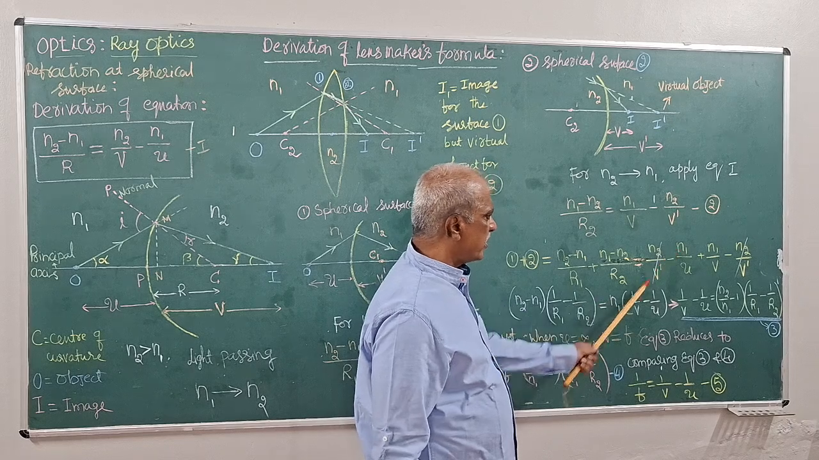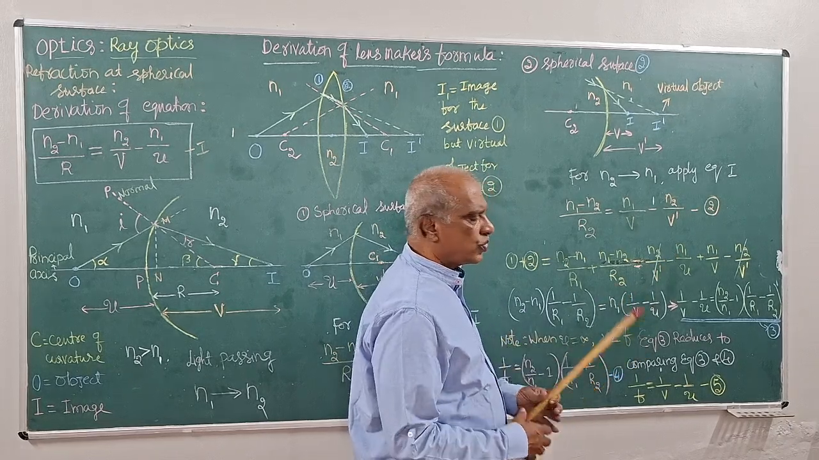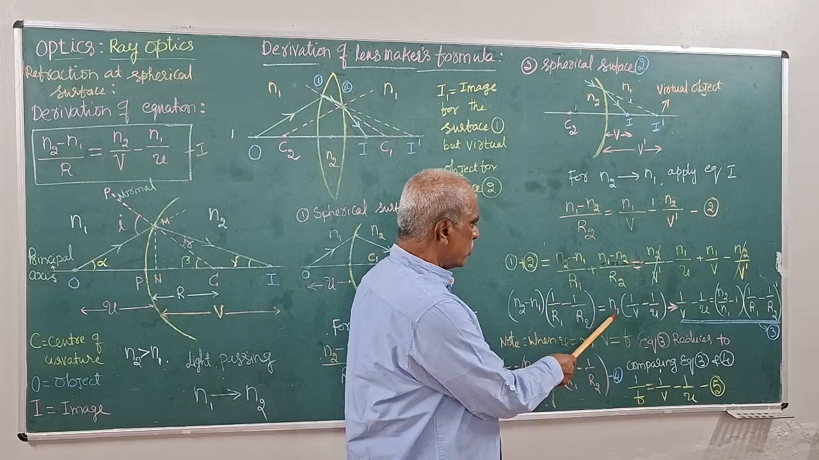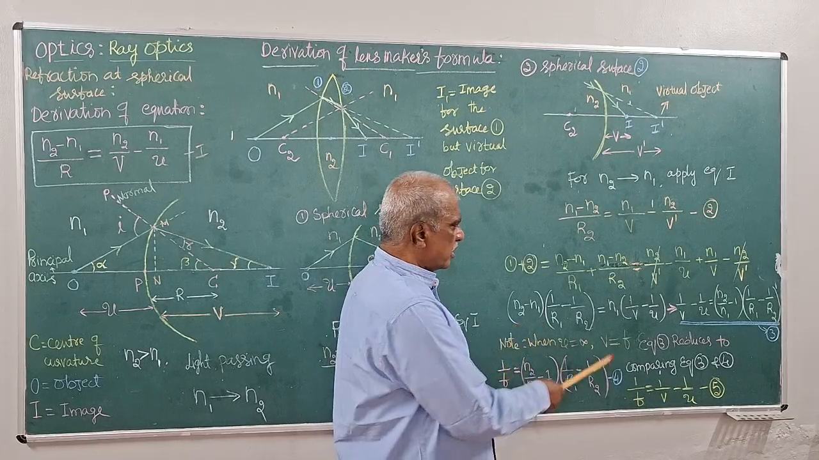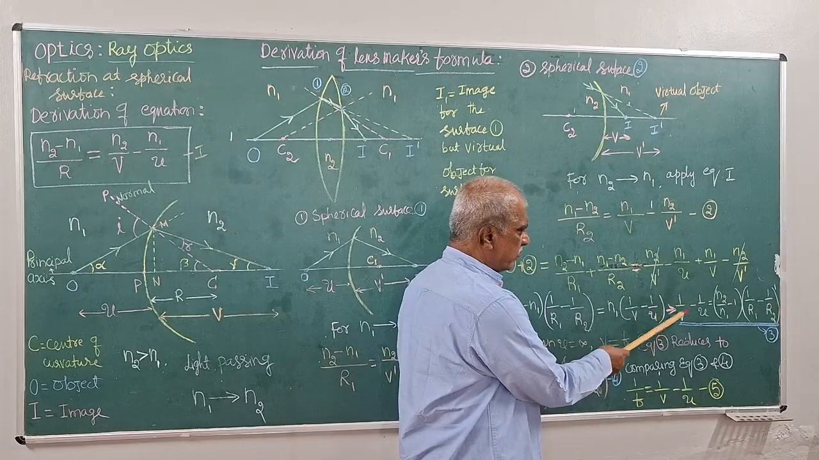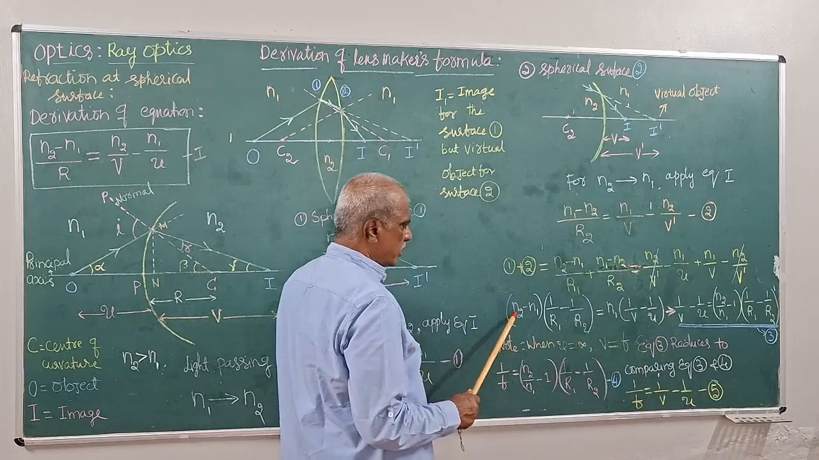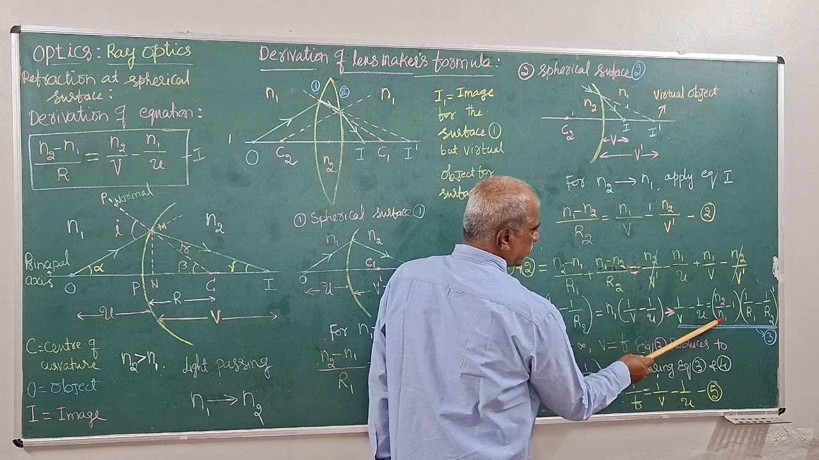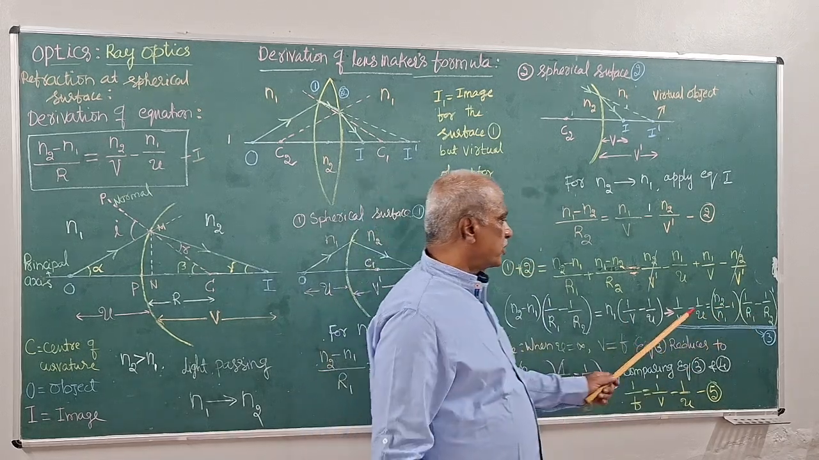Equals n1 times the common factor, remaining is 1 by v minus 1 by u. Again rearranging, taking n1 to the other side, we get 1 by v minus 1 by u equals n2 by n1 minus n1 by n1, that is 1, times the remaining term. This is one equation we get.